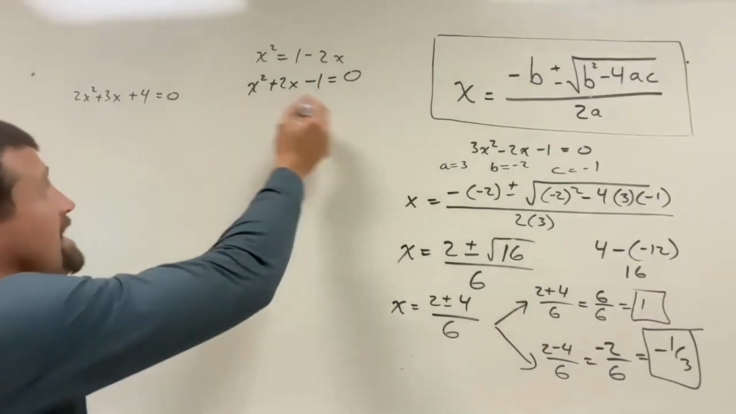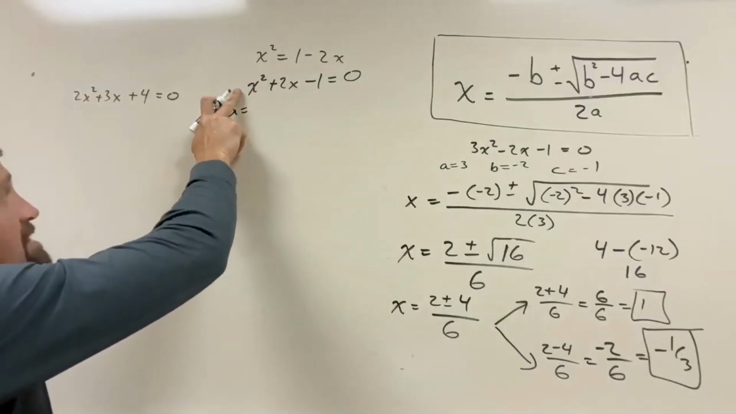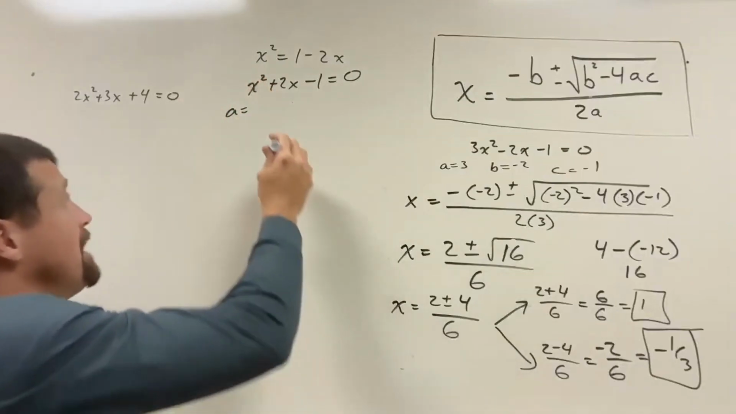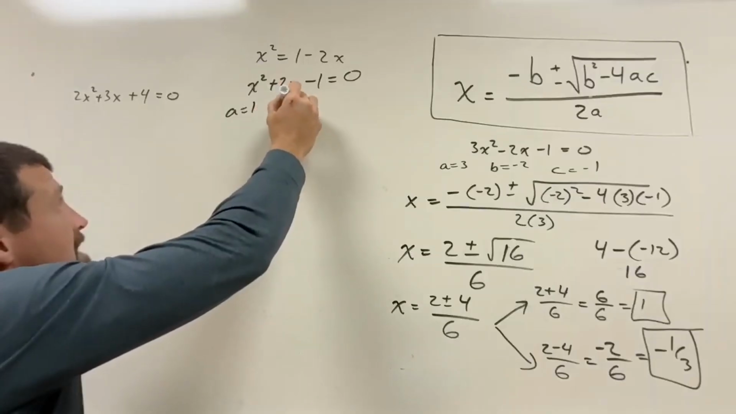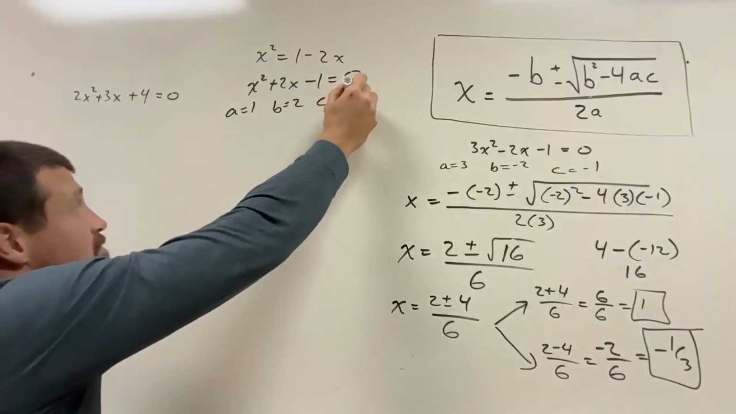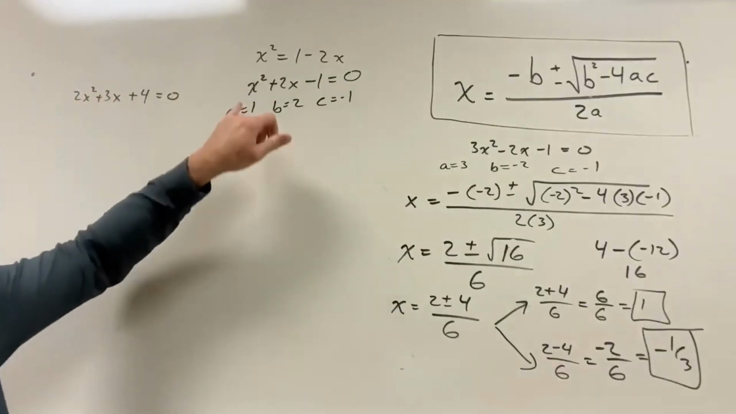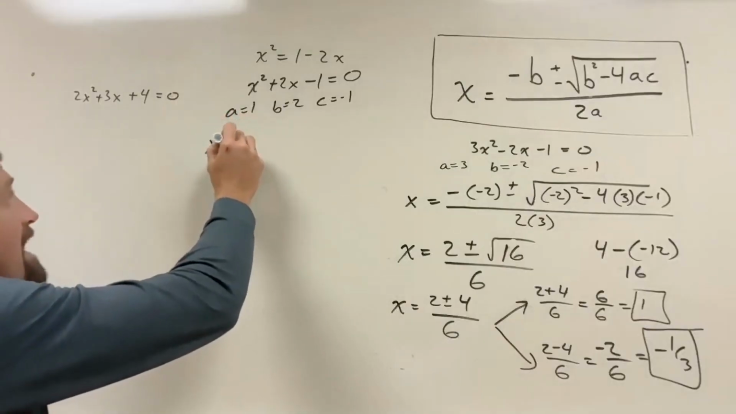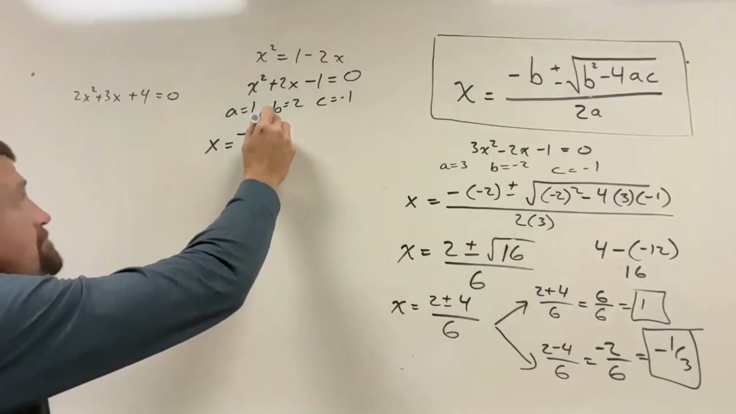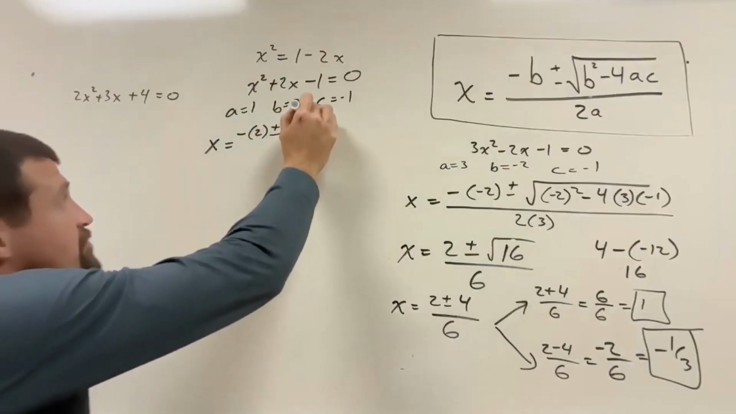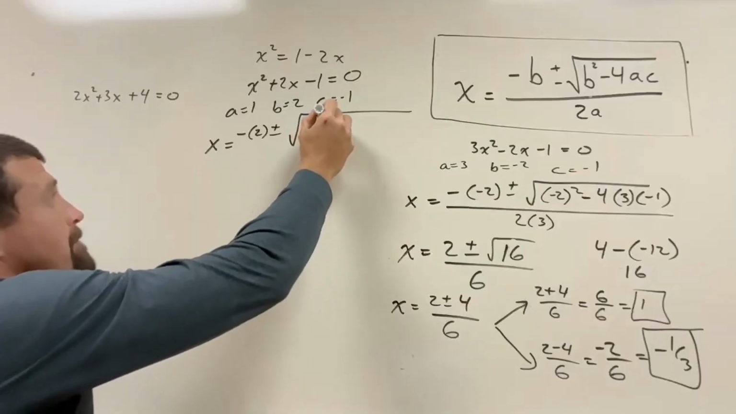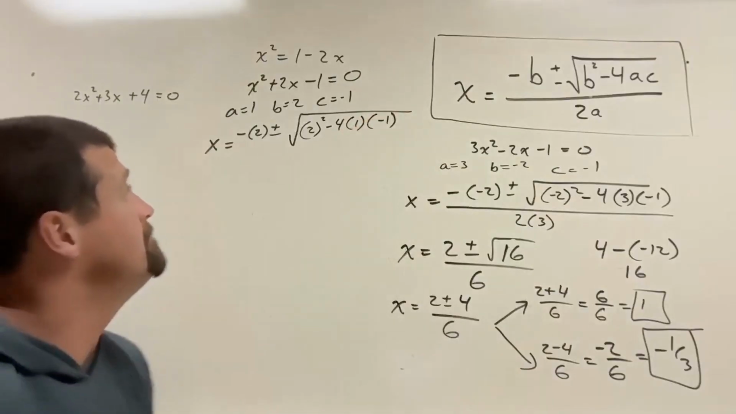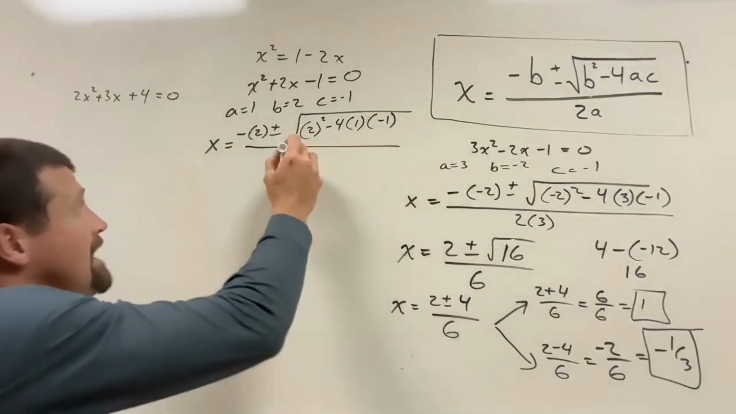Okay? At this point, we can identify my a. When there's nothing here, that a is a 1, because multiplying by 1 is the same as not multiplying at all. So a equals 1, b equals 2, and c equals -1. So I've identified my a, b, and c, and then I'm just going to plug it into the equation. So x equals -b plus or minus the square root b squared minus 4ac all divided by 2a.